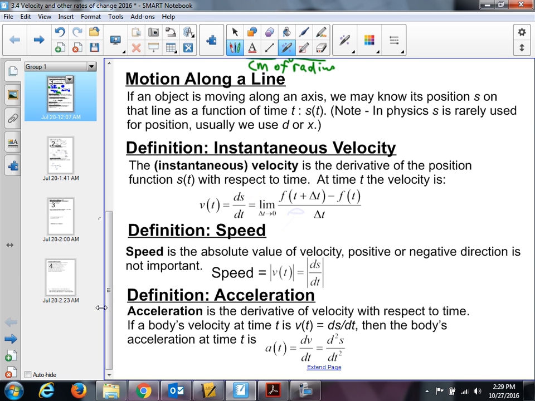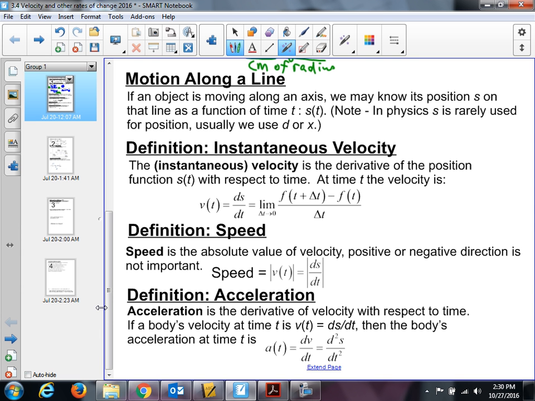Definition of speed, then. How is speed different than velocity? Have you guys talked about that in physics? Yeah. Velocity is relative to something. Velocity is a vector. Yeah, and what does vector imply? He's right, there. Direction.